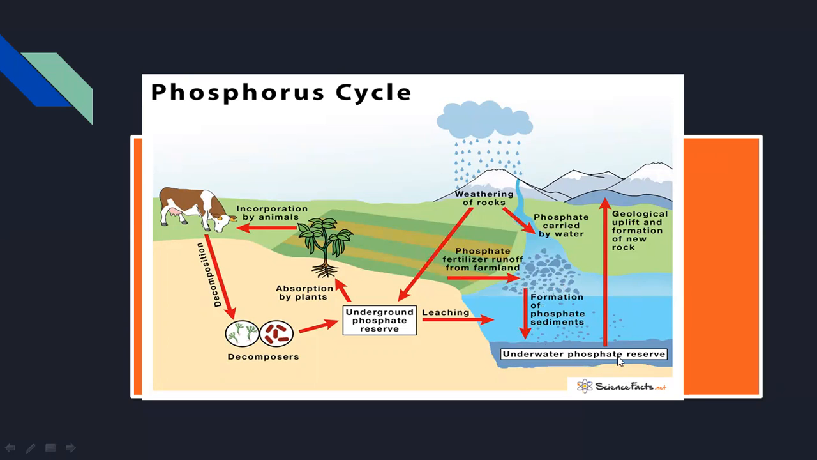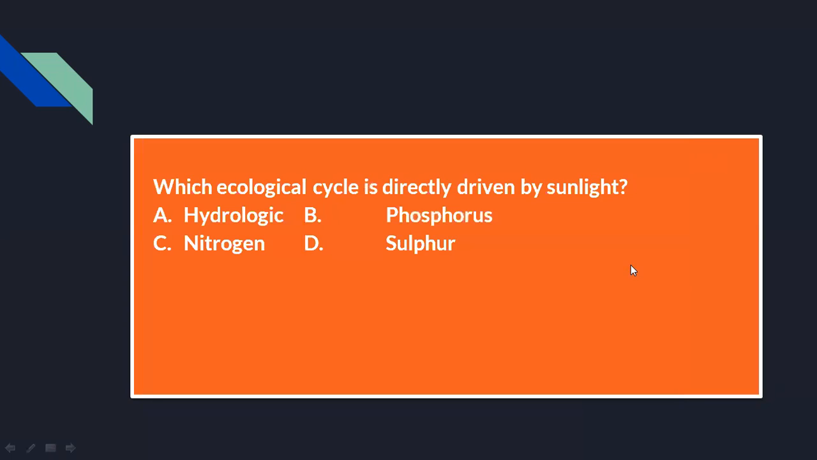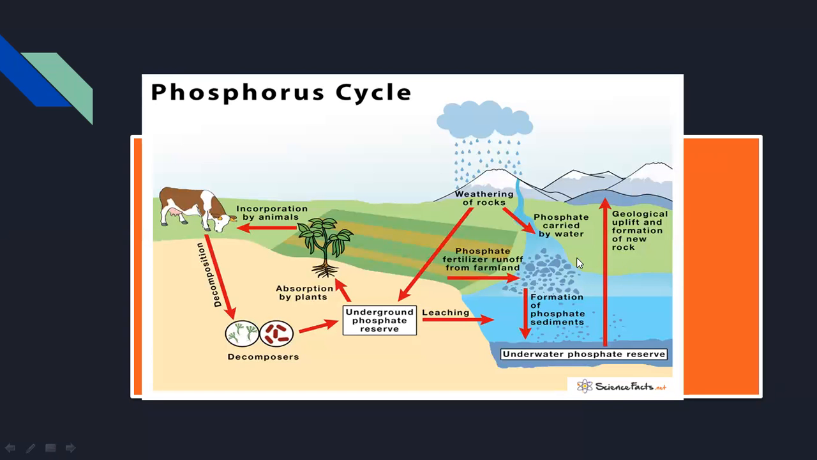Now, the underwater phosphate reserve comes up through geological uplift and formation of new rock. You know how a rock or hill is formed: the underwater phosphate reserve comes up because of geological uplift and new rock being formed. And another process continues: when animals decompose by decomposers, the underground phosphate reserve is absorbed by plants, and leaching also leads to the formation of phosphate sediments.